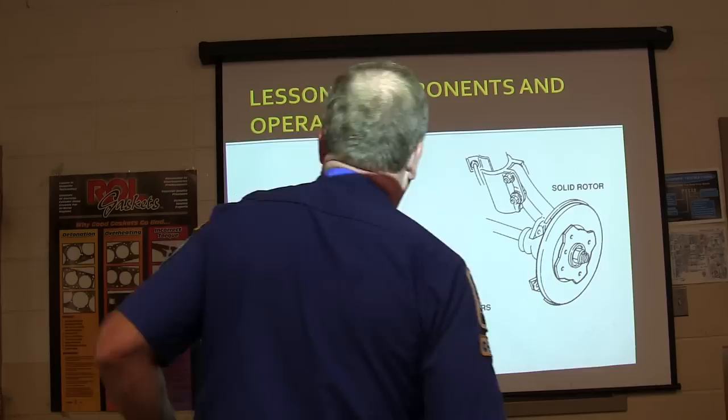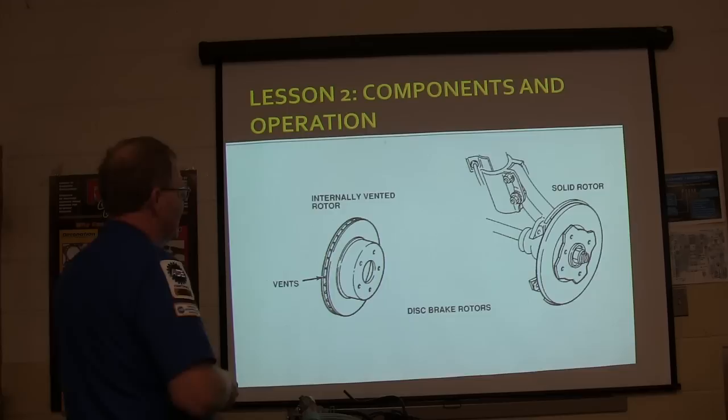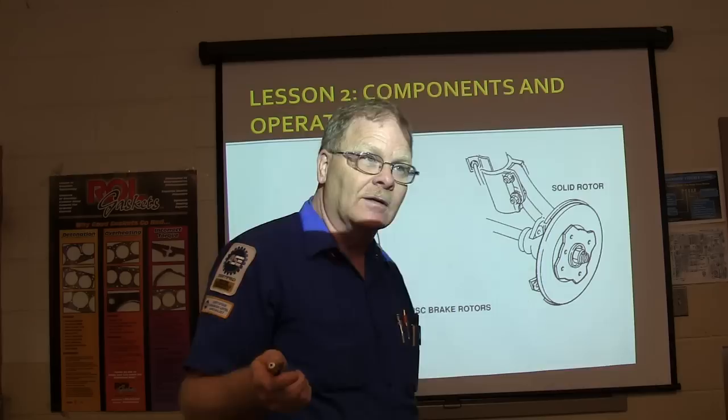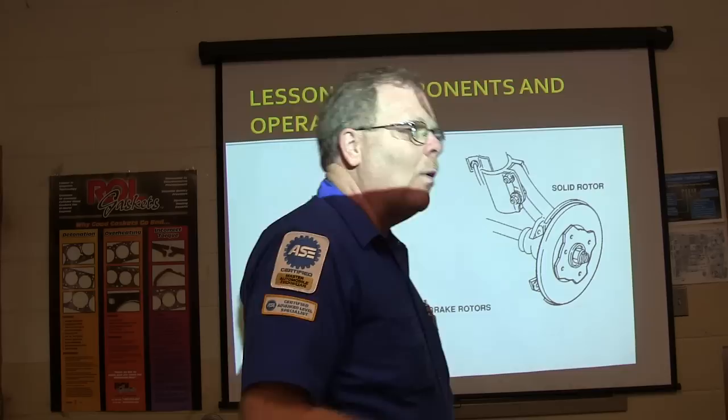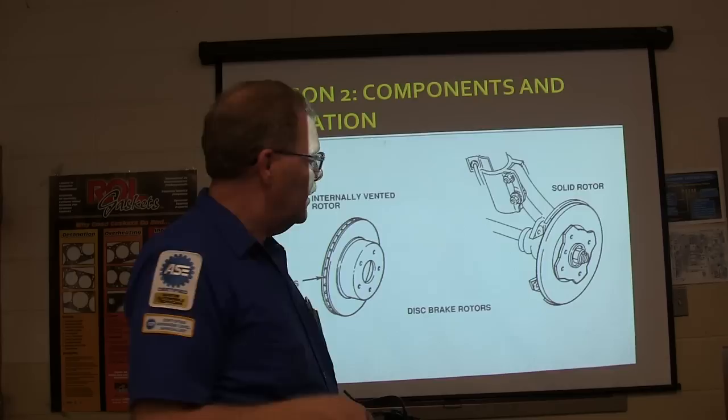All right. Internally vented rotor. What does that mean? See the little vents? Where do you usually see these? Front or rear? Front. And these will be on the rear. The ones on the rear won't be as thick, and they won't be vented. Why? Well, because the weight shifts forward. The front brakes are working harder.